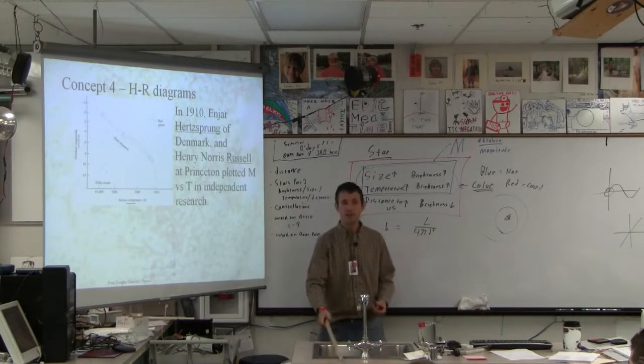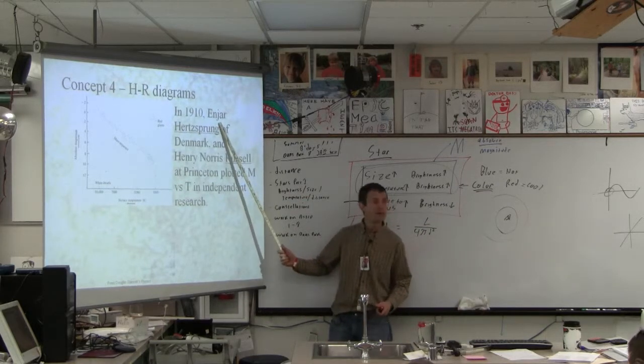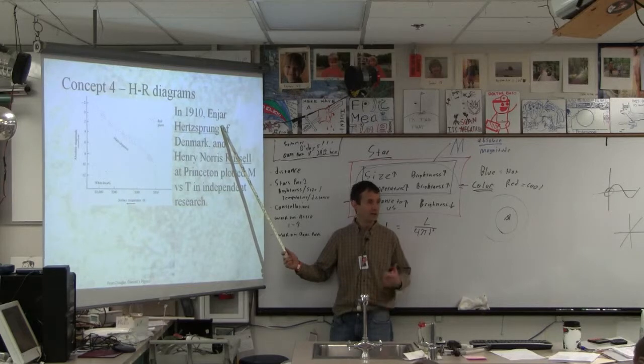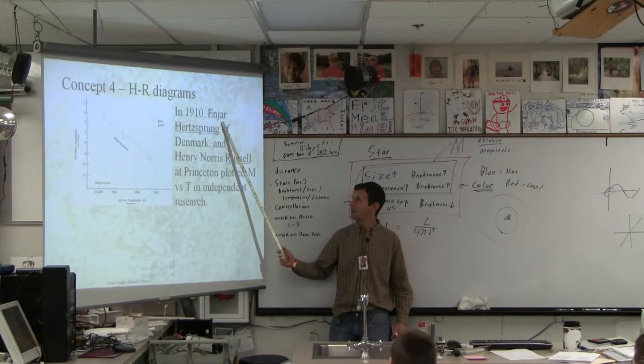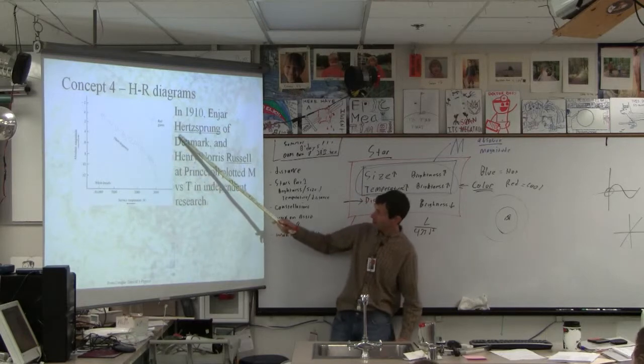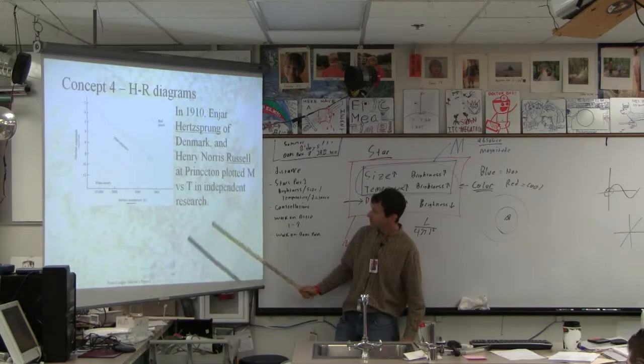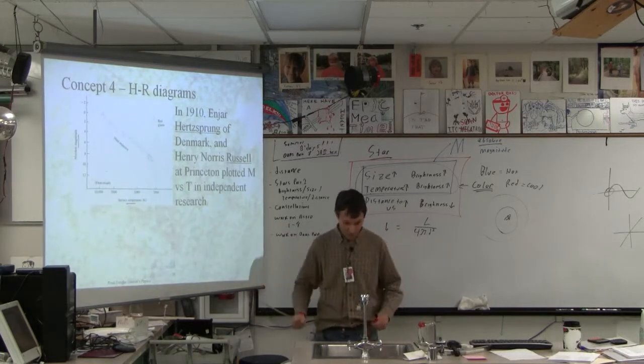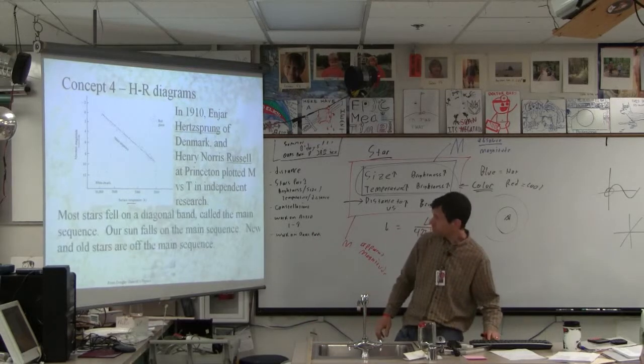If you've got a child to name, don't discount the name Ejnar. That's a fine name. Ejnar Hertzsprung and Henry Norris Russell of the HR diagram. What they did was they made a very bad graph. Let's look at this graph.